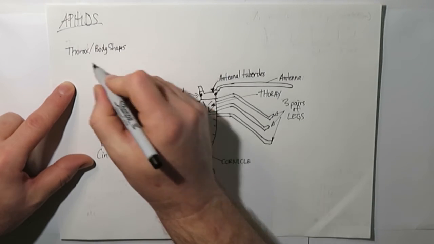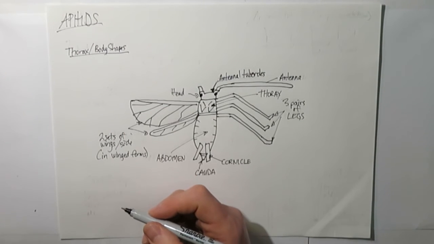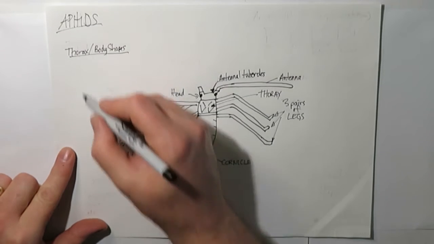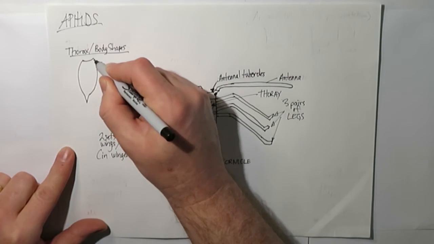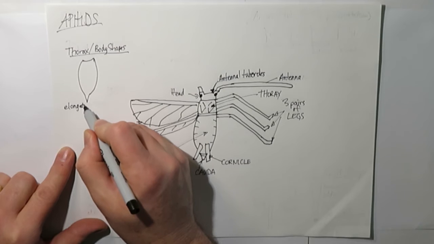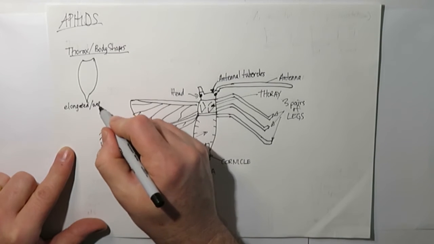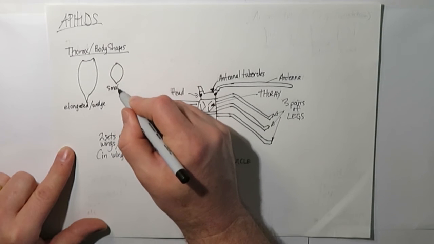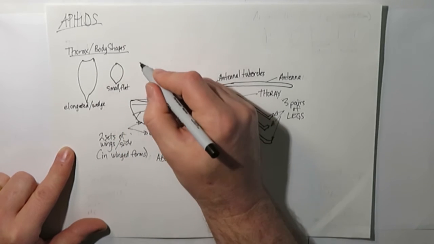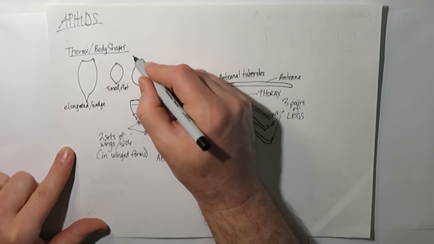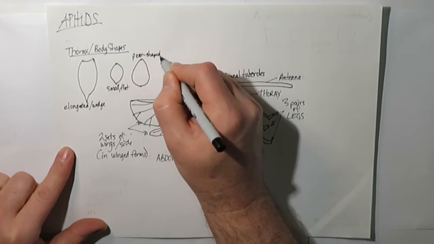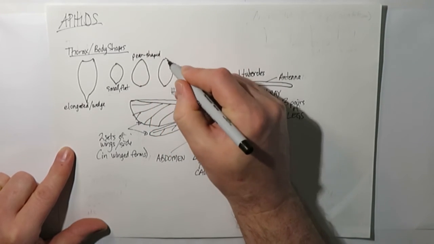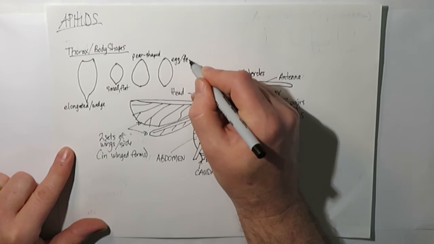One of the main first differences would be the thorax and the body shape of the aphid. There are ones that are elongated or wedge-shaped. You can also have ones that are short and flat, and small and flat. This is pear-shaped, which is quite common for aphids. And then there's egg or teardrop-shaped.